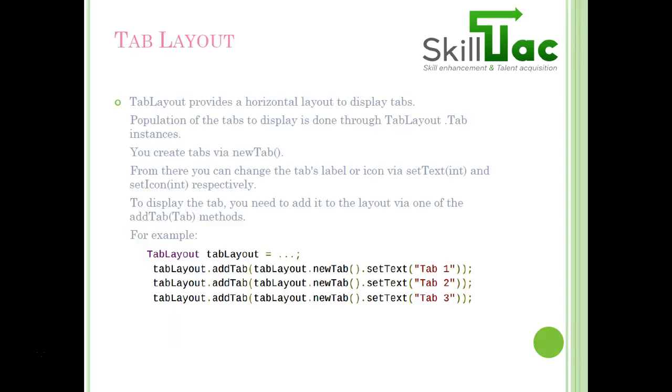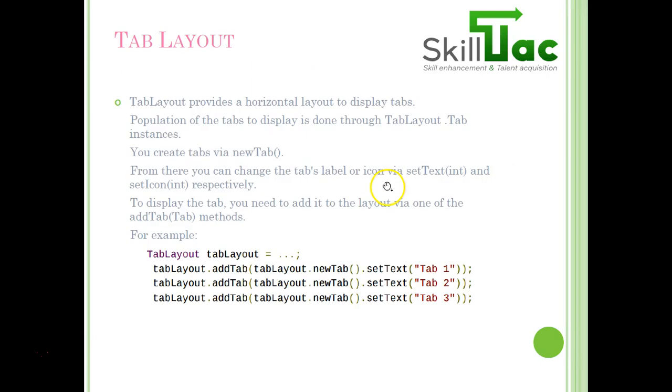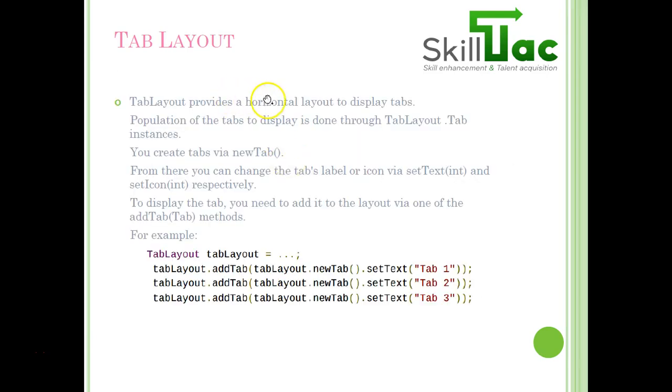So let's start. Tab layout provides a horizontal layout to display tabs. For example, I'll show you a screen here. This is a tab layout where icons are placed alongside horizontally. So this is what is mentioned in the first line here. Then the population of the tabs to display is done through tab layout dot tab instances. So basically the population means the number of elements or icons that we are keeping inside a tab layout, that is done through tab layout dot tab instances.